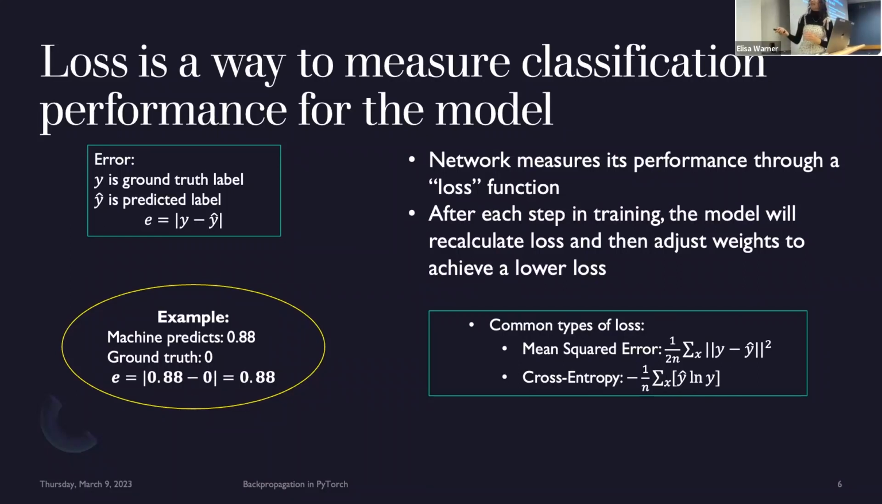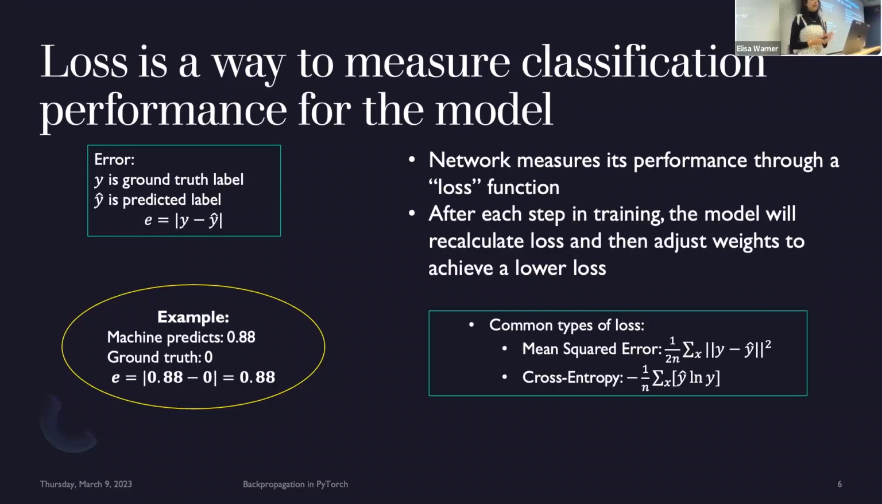I'll highlight mean squared error because even if you've worked with linear regressions, you've seen a mean squared error. Basically, you're taking your predicted label from the network and subtracting it from your ground truth label, and then we square it because we want to make it differentiable. And so that's how we can measure the performance of our model.